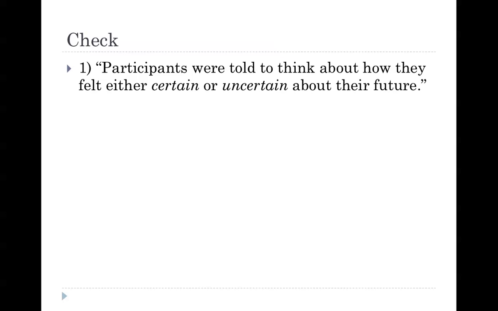Number 1, participants were told to think about how they felt either certain or uncertain about their future. This is a straightforward manipulation. Let's say participants were given this verbally in instructions. This would be straightforward. As well, you could give this even written to participants to prime the desired psychological state.